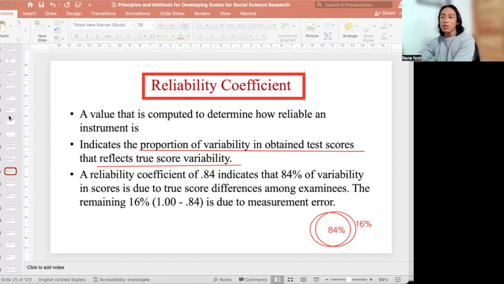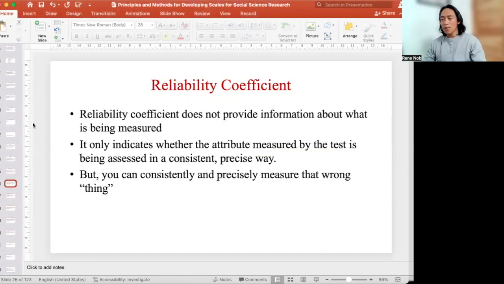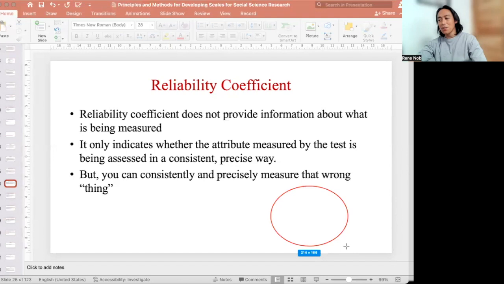And reliability coefficients, we should be familiar with them because they simply are, more often than not, correlation coefficients. However, one thing that we have to remember is that the reliability coefficient does not provide information about what is being measured. It only indicates whether the attribute being measured by the test that is being assessed is measured in a consistent and precise way. But you can consistently and precisely measure the wrong thing. So basically what we're saying is that reliability does not equal validity.